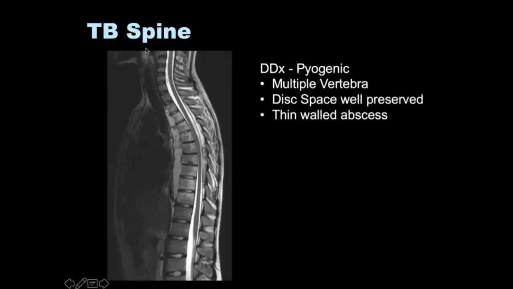A quick word about TB spine. It's a differential for a pyogenic infection. So how do you differentiate between the two? On imaging, you can look if there is multiple vertebral body involvement, and look at the disc space, whether it's well preserved or not, and the abscesses that are formed are usually thin-walled abscesses. In this particular case, it is multi-level involvement, and it's the anterior longitudinal ligament which is elevated, which is sort of the prevertebral abscess which is formed.